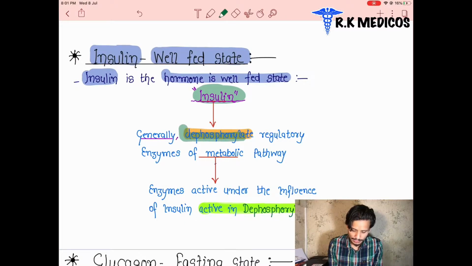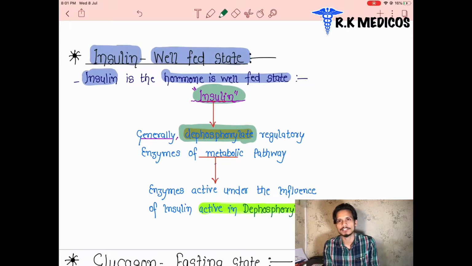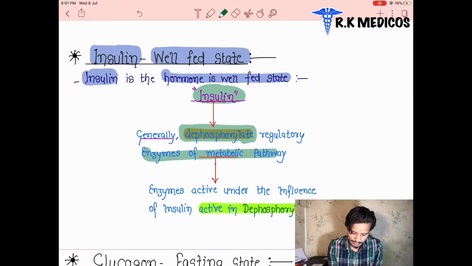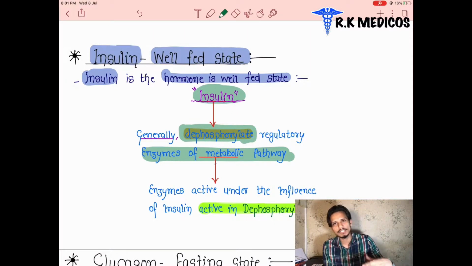Insulin generally causes dephosphorylation. Phosphorylation or dephosphorylation means the attachment or removal of a phosphate group. The transfer of a phosphate group is called kinase enzyme activity, as we discussed previously. Dephosphorylation regulates the enzymes and metabolic pathways. The different types of metabolic pathways are regulated by it.